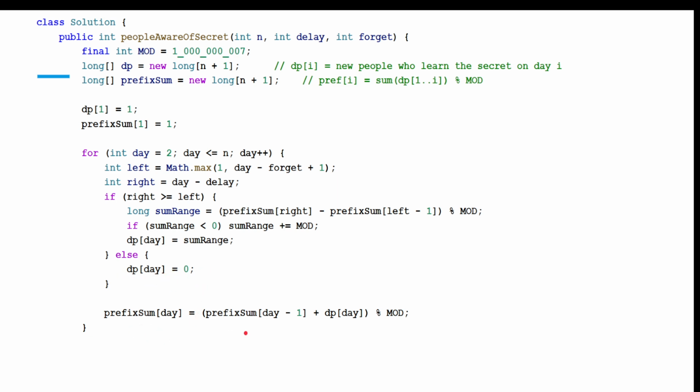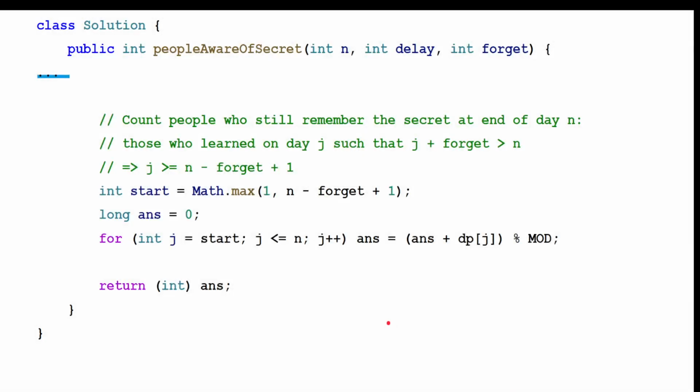And at the last we'll take dp plus prefix sum of the previous day, and we'll get the value here, and update the prefix sum at day. Okay, and we'll keep moving ahead.